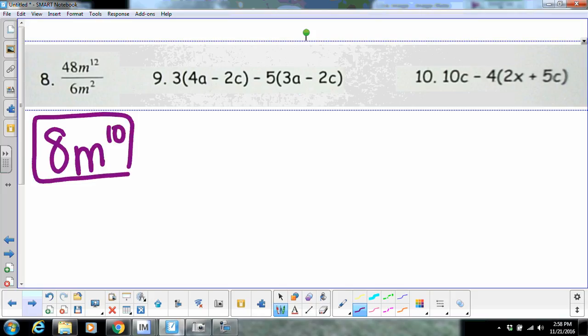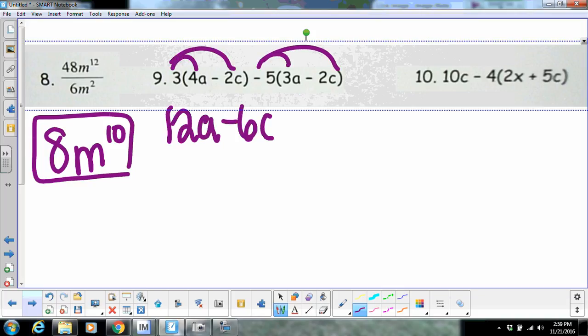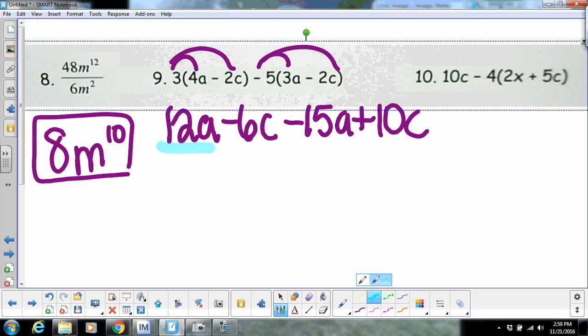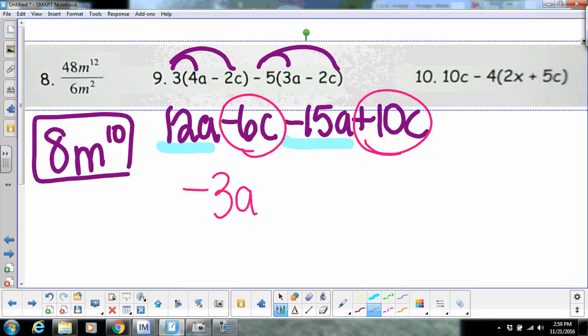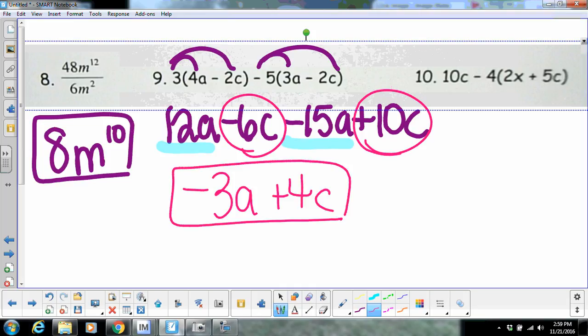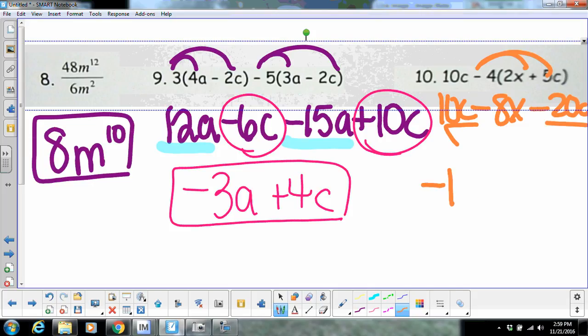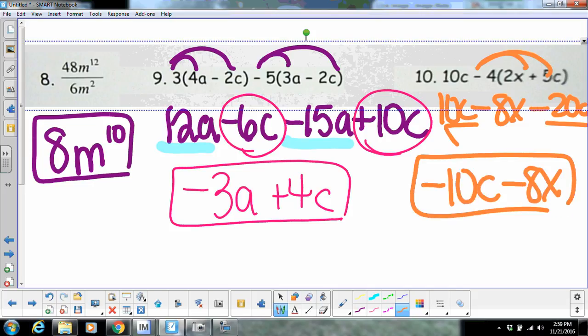All right, number 9 is a distributive property problem, and then a combining like term problem. So 12a minus 15a is going to give me negative 3a, and negative 6c plus 10c is going to give me 4c. And number 10 is another distributing first, so that gives me negative 8x minus 20c. And then 10c minus 20c is negative 10c minus 8x. Okay, so those are our exponent rule problems on there.